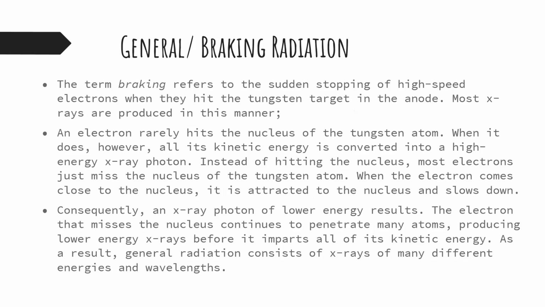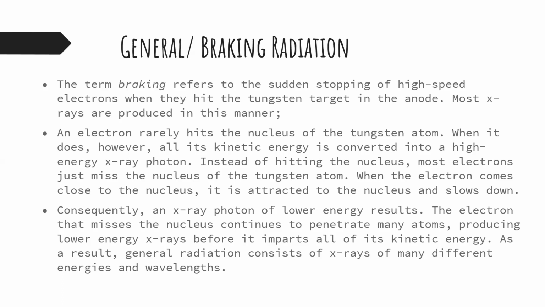So the term braking refers to the sudden stopping of the high-speed electrons when they hit the tungsten target in the anode. Most X-rays are produced in this manner. Now, an electron rarely hits the nucleus of the tungsten atom. However, when it does, all of its kinetic energy is converted into a high-energy X-ray photon. So instead of hitting the nucleus, most electrons just miss the nucleus of the tungsten atom, right?